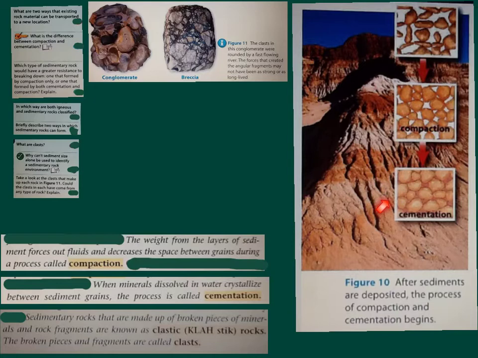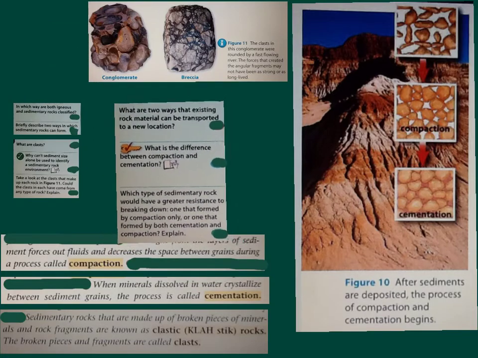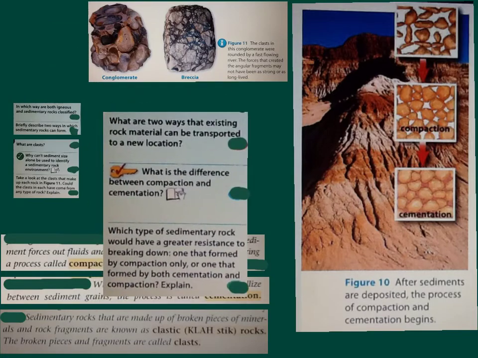Compaction is a process that squeezes particles together, as we see here. And cementation is a process that glues them in place. Glues them in place, that's seen here. Okay, so now I want you to take a look at the questions that I have for you. Those all important questions.